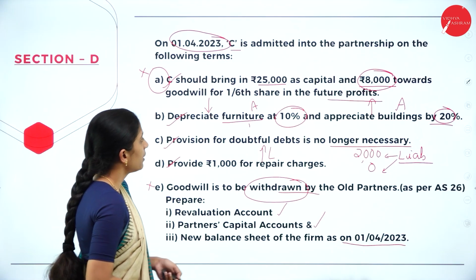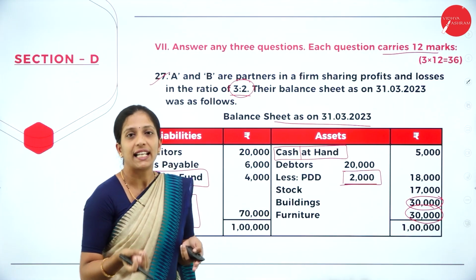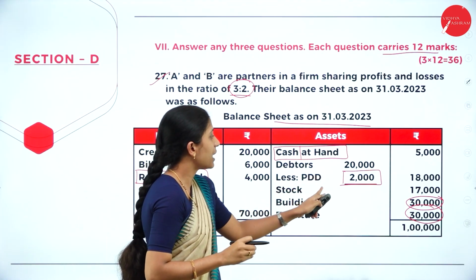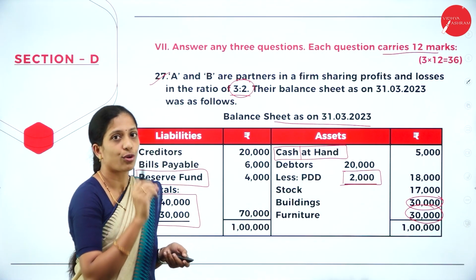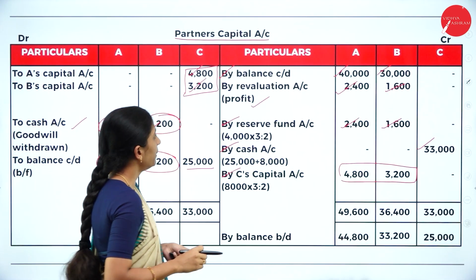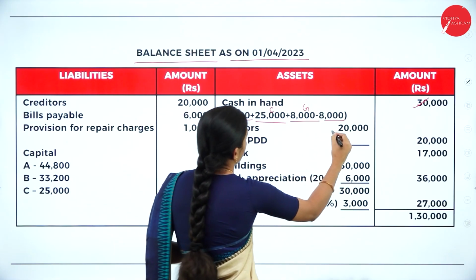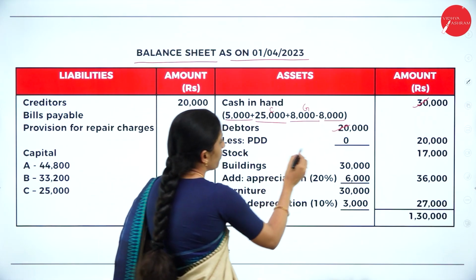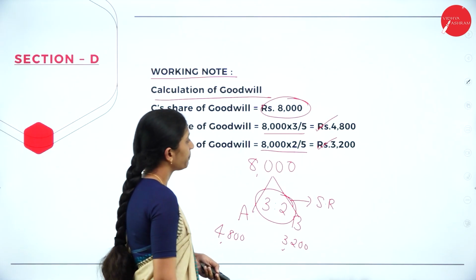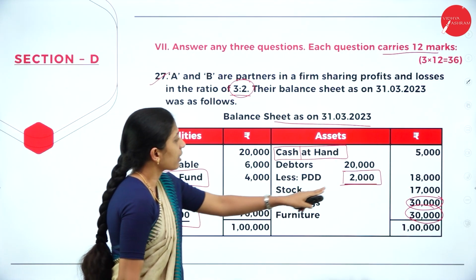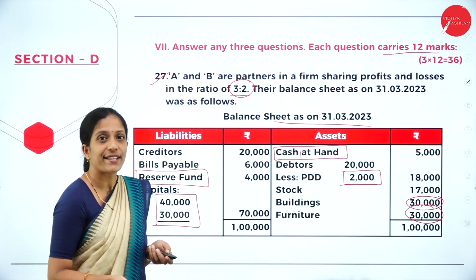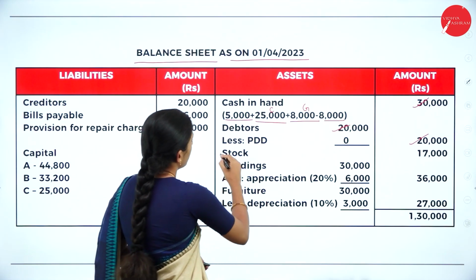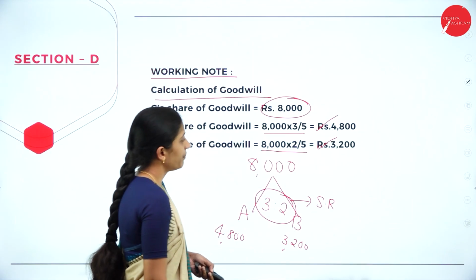Next one, PDD is no longer necessary, which means that PDD has become 0 now. So 20,000 minus, you have to write 0. So see how we have written here. Debtors 20,000, PDD is no longer necessary, means now the PDD has become 0. So minus 0, it will be 20,000. Next one, stock, that is 17,000. There was no adjustment on stock. You will write directly 17,000.